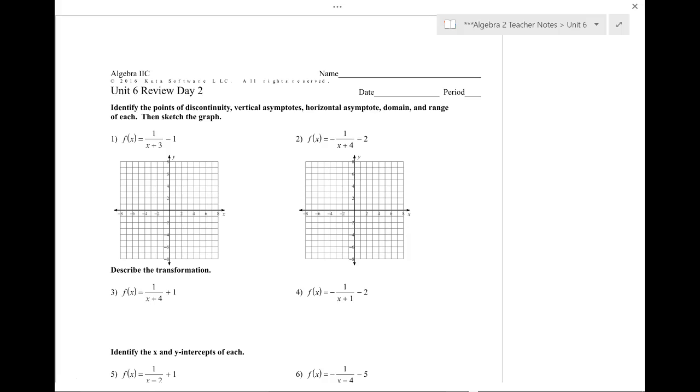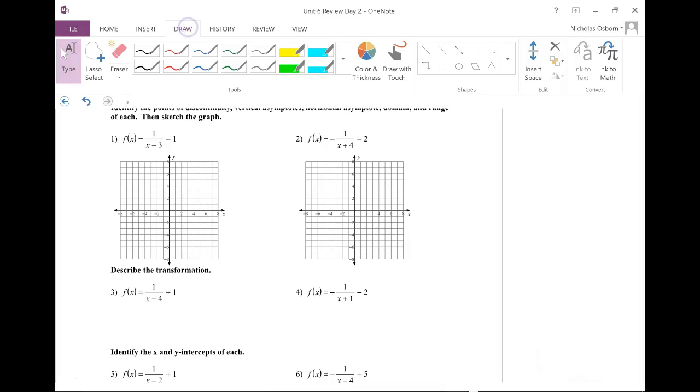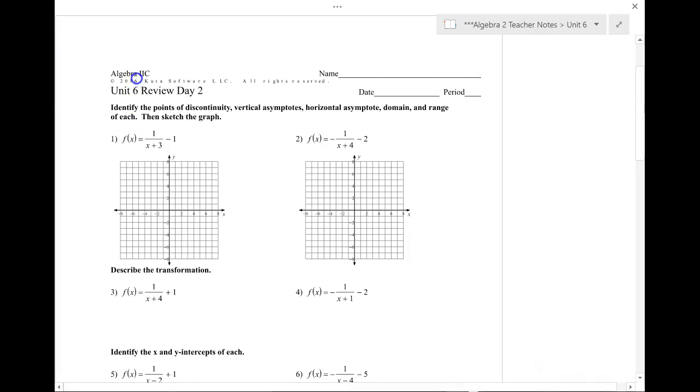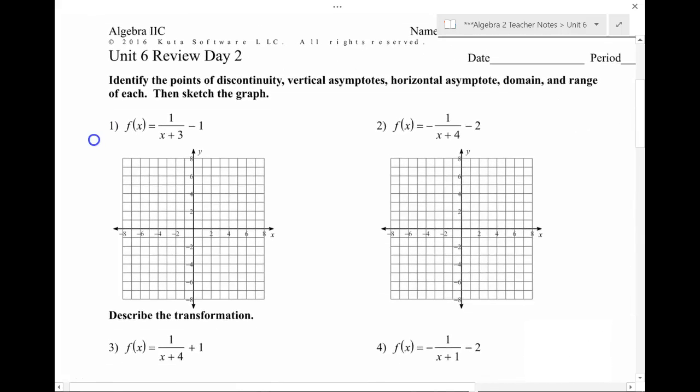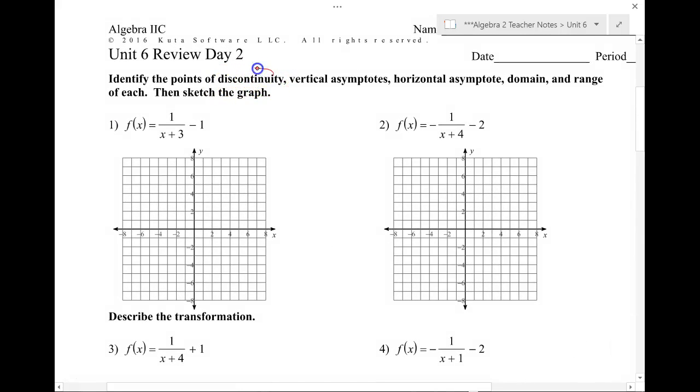On this first one, let's make sure I got the right color here. Start with red. We are looking at this graph, and the instructions say we need to find the points of discontinuity, vertical asymptotes, horizontal asymptote, domain, and range. First let's start with the point of discontinuity. Now remember, if you look at your notes, the point of discontinuity is the same thing as our excluded value. It is the value that x cannot be that will make our function undefined.